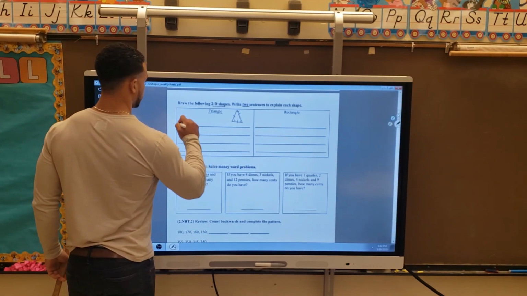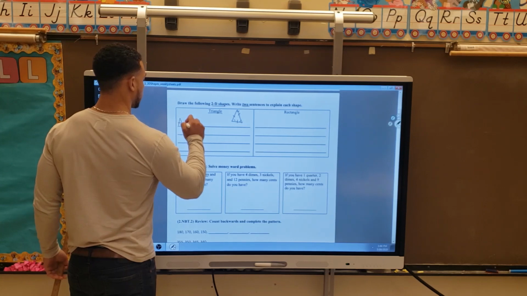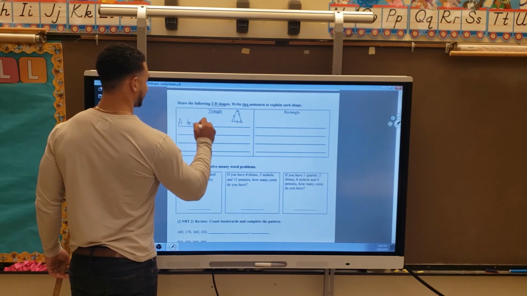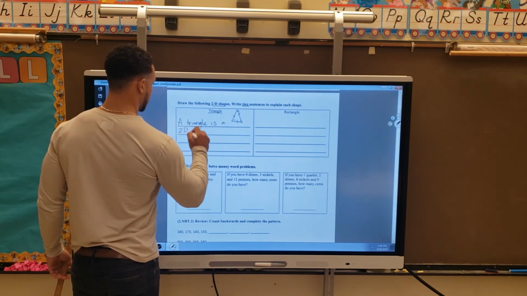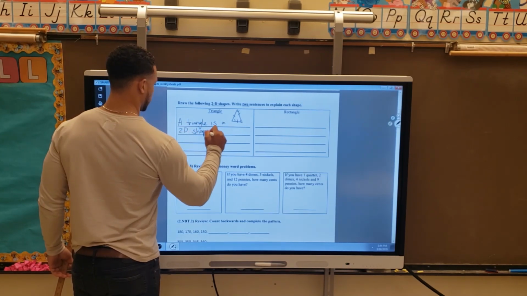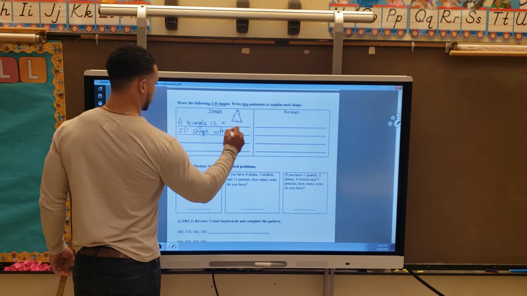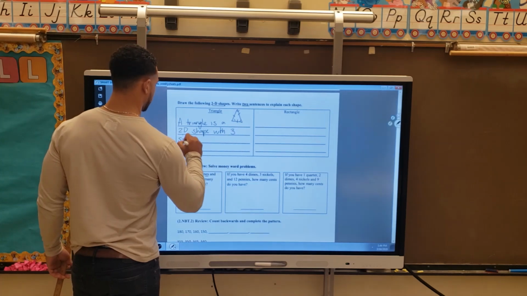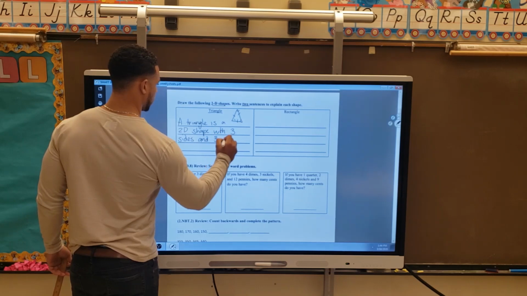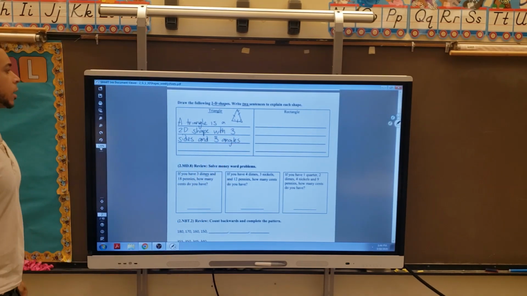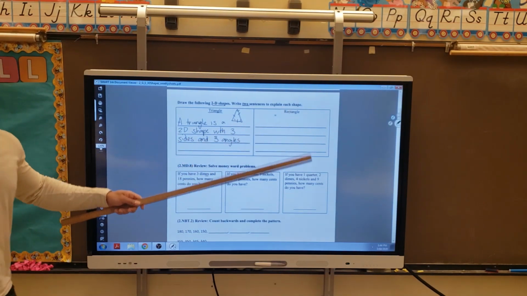So let's write, like we just said with our words, a triangle is a 2D shape with 3 sides and 3 angles. All right, easy work right there. Let's go on to your next shape, rectangle.